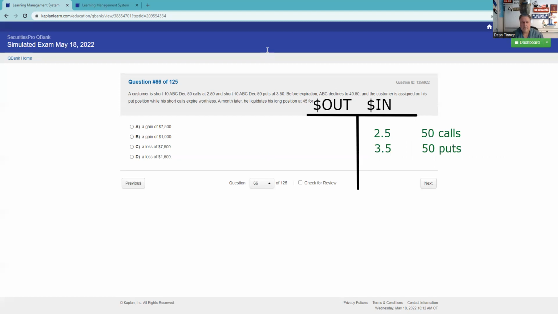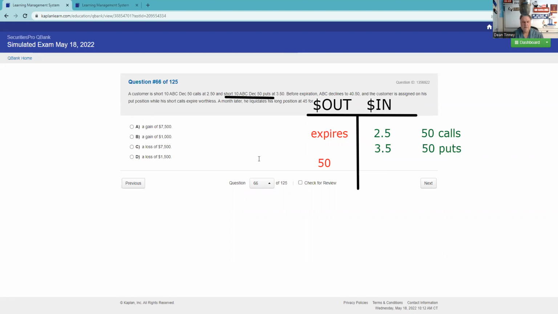So now I get assigned on my put. I had an obligation to buy the stock at 50, so I'll put that in here, in red for dollars out. So it declines to 40.50 and I'm assigned on my put, which means I had to buy the stock at 50. It says my short calls expire, so let's put that there. That could be a 0 or expire. I'm just tracking everything they're telling me that's going on in this thing.